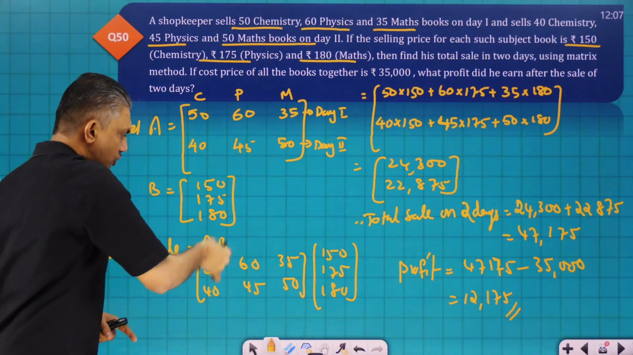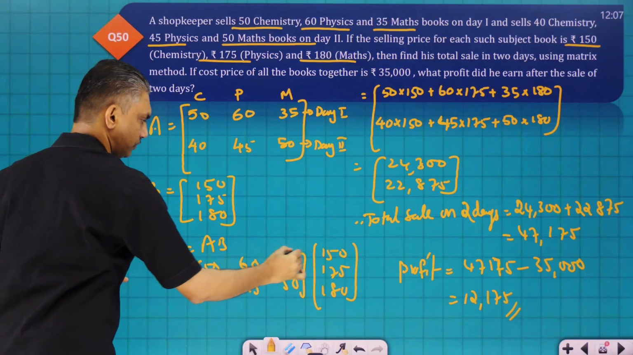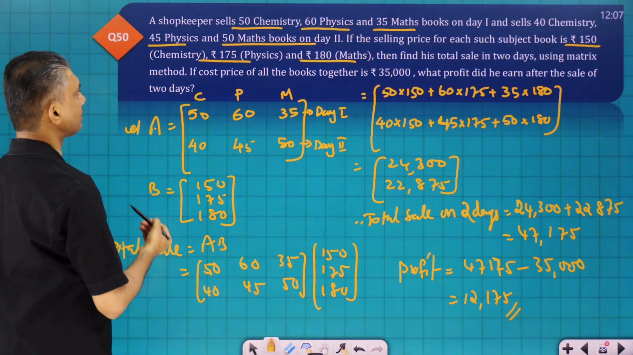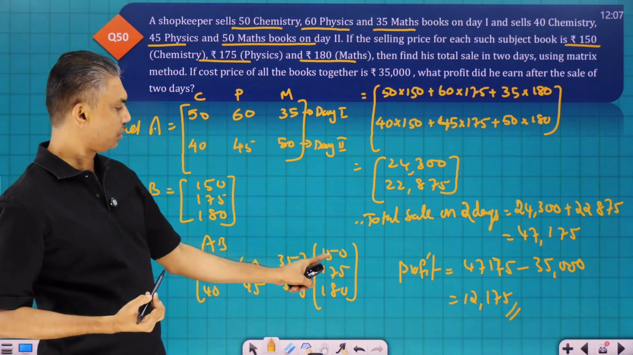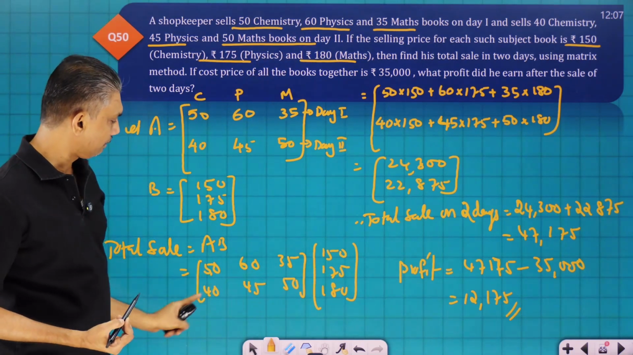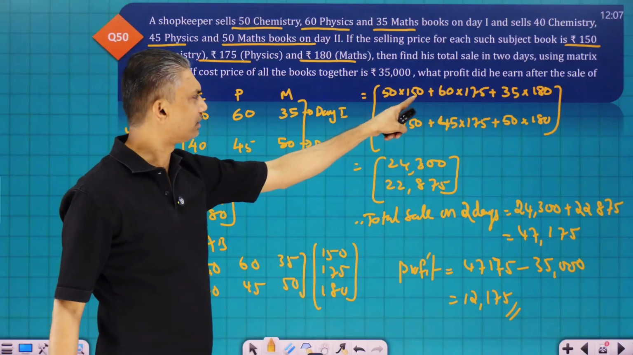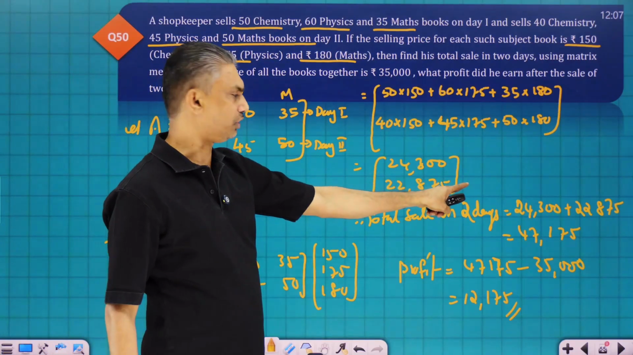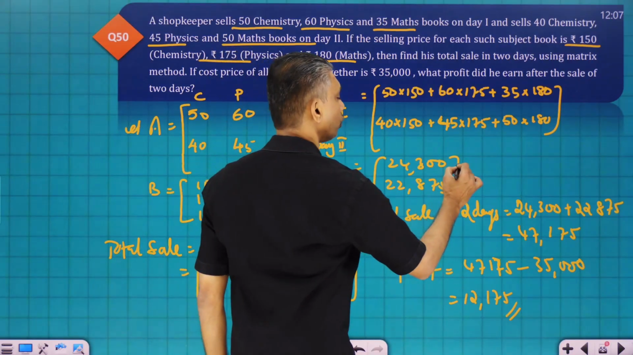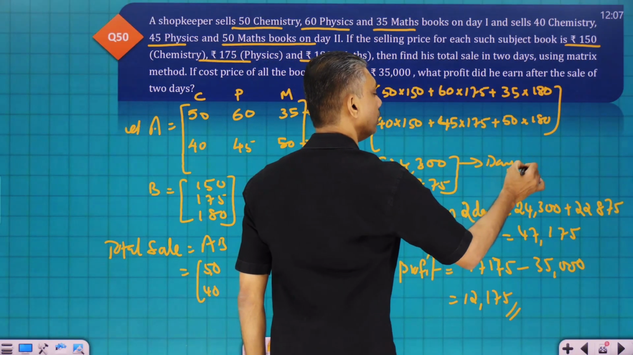Multiply this row with this one. You will be getting 50 into 150, so the total sale of 50 chemistry into 150, then 60 physics into 175. If you multiply these two, you can do the multiplication like this. The day 1 total sale is on day 1.